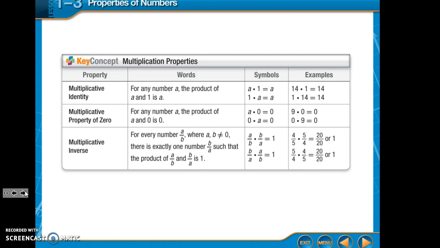And then a few more. We have multiplication properties. So the multiplicative identity is 1, because any number times 1 is itself. And then the multiplication property of 0: if you multiply 0 by any number, you get what? 0. And then the multiplicative inverse is the inverse or the reciprocal of the number, and if you multiply any number by its inverse, then you get 1.